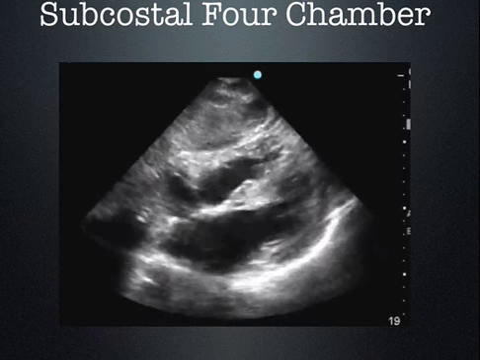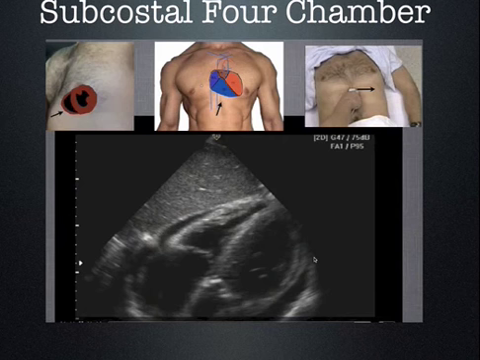Here's a subcostal window. A lot of folks know the subcostal window. We're just basically looking through the liver. The liver is your acoustic window to look through, and then the first chamber you're going to see is the right ventricle, right atrium, and then obviously deep to that, as you can see right here, is the left ventricle, left atrium.